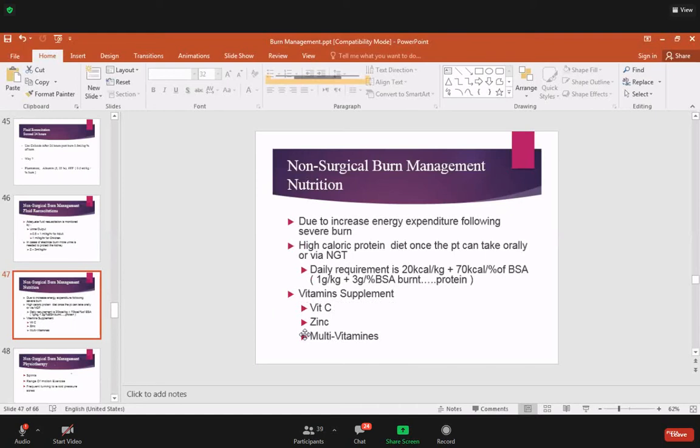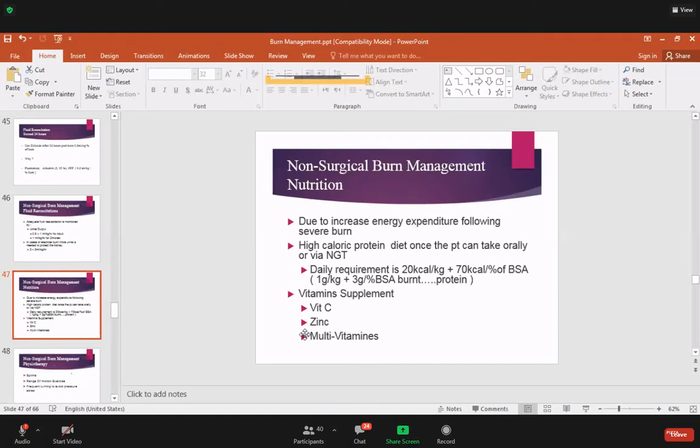Nutrition is also important in these patients, and the nutritional requirement is more in these patients as compared to a normal person, because burn is a catabolic injury. The whole body goes into the catabolic phase, and the patient soon becomes depleted of nutritional elements. So how do we calculate the nutritional requirement of these patients? The daily requirement of a person is 20 kilocalories per kg usually, but in these patients we have to add 70 kilocalories per body surface area burnt.